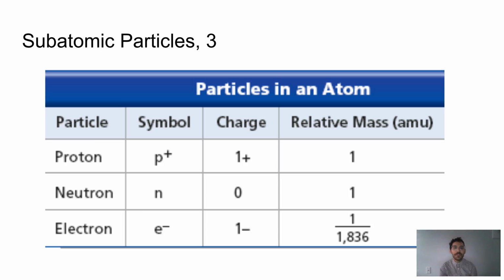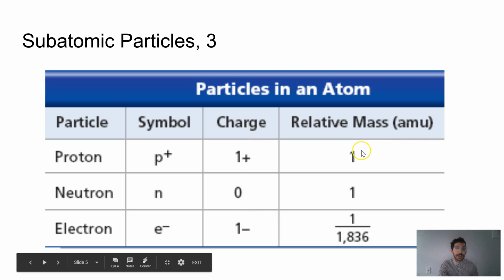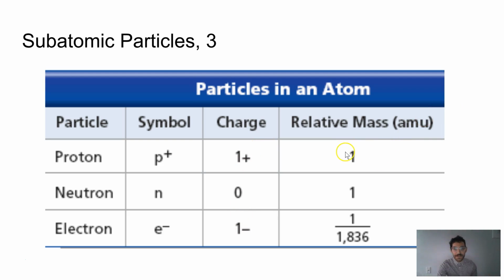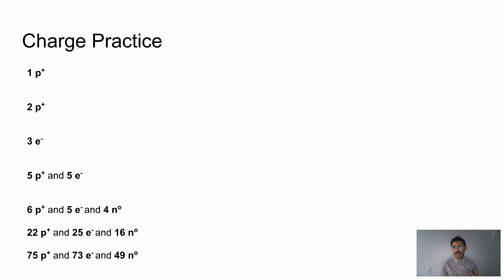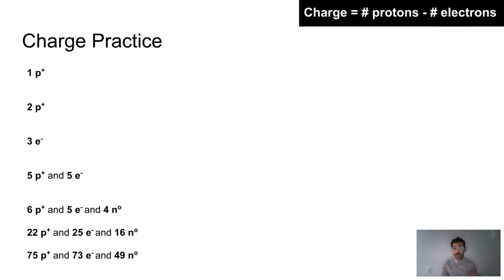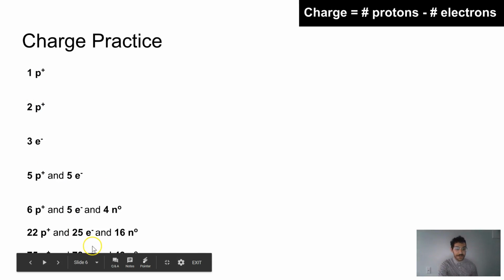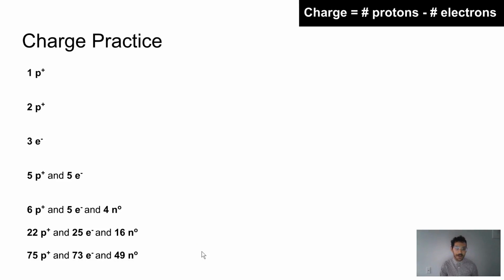So here's the nice little table summarizing all of that information. We have the symbols for each one of our dudes, we have their charges, and we have their relative mass in AMUs. And so we can see these guys are about the same, and electrons are very small by comparison. Nifty. So let's do a little bit of practice with calculating charges. We're going to remember that charge is equal to the number of protons minus the number of electrons. And why don't you pause the video here and see if you can determine the charge for each one of these setups. Go ahead and pause the video and yeah, try that out now.